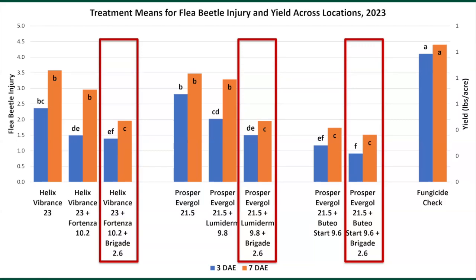If we look at 7 days after emergence, we again see the fungicide check over on the right had the highest injury and the same trends. Again, the premix plus the foliar insecticide Brigade provided the lowest flea beetle injury, though not always significantly different. In the orange bar for 7 days after emergence, it was for Helix Vibrance and Fortenza, and also for Prosper Everglow and Lumiderm, but not for Buteo Start and Prosper Everglow.